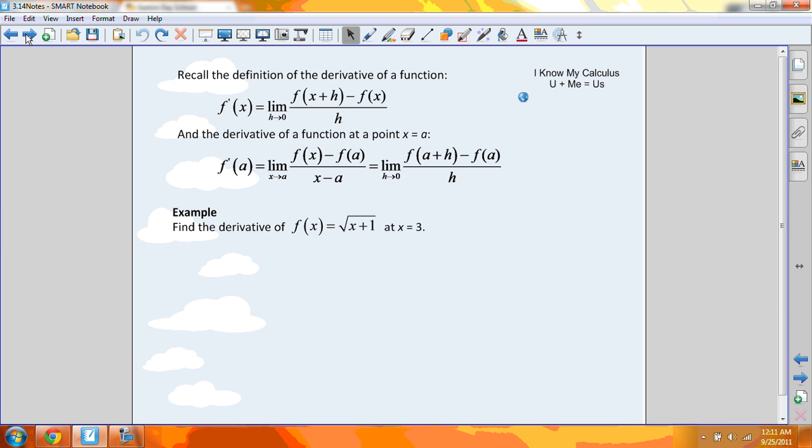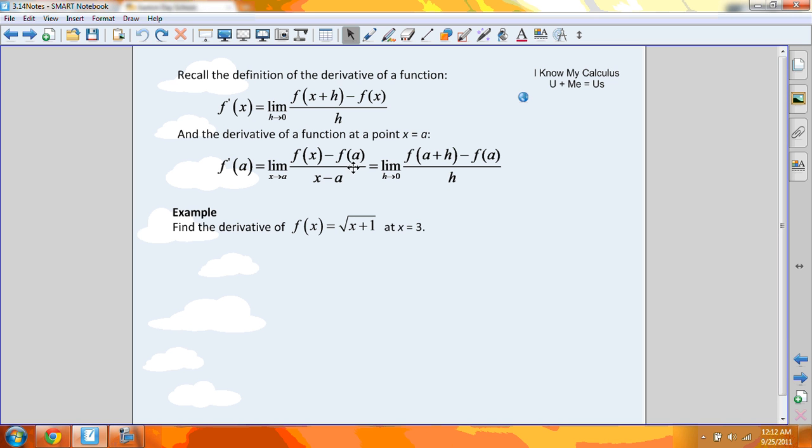Okay, so recall that you know what the definition of a derivative of a function is. So f prime of x is the limit as h goes to 0 of f of x plus h minus f of x all divided by h. And the derivative of a function at a point x equals a is f prime of a equals the limit as x goes to a of f of x minus f of a all divided by x minus a. Or I could replace every x value in here with an a, and I get the same thing.